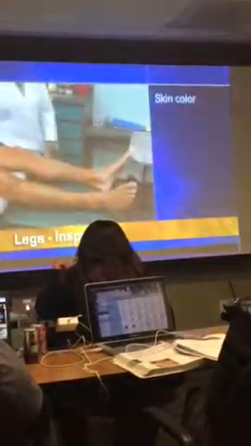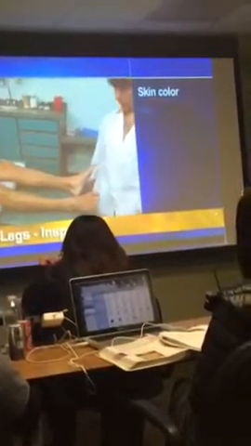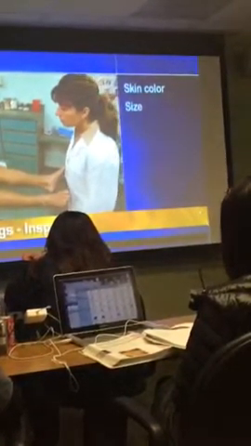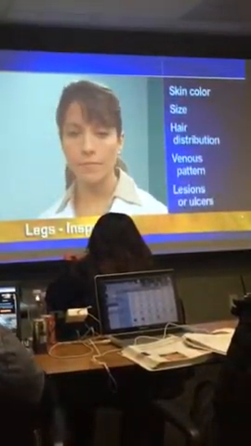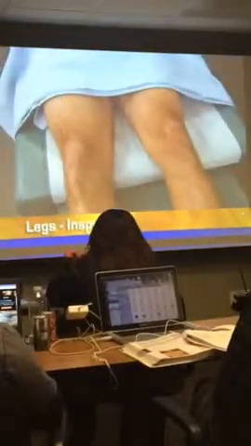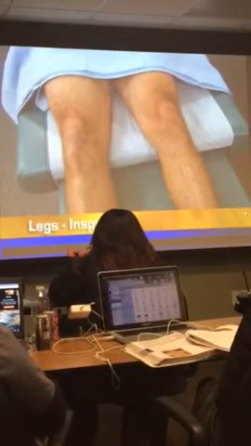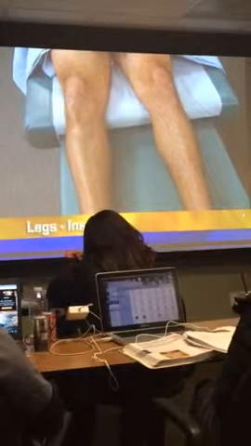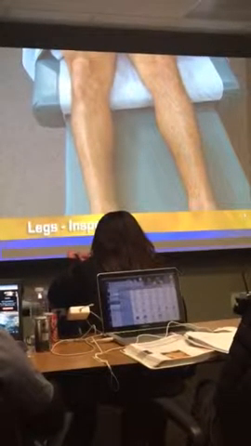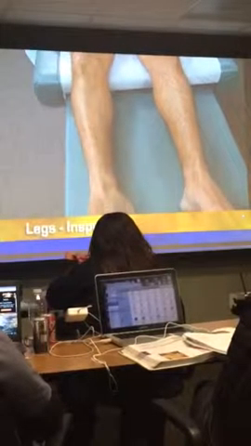Then inspect both legs, noting skin color, size, including swelling or atrophy, hair distribution, venous pattern, and any lesions or ulcers. The leg color should match the rest of the body, and the legs should be symmetrical and evenly covered with hair, and have a flat, barely visible venous pattern with no lesions.